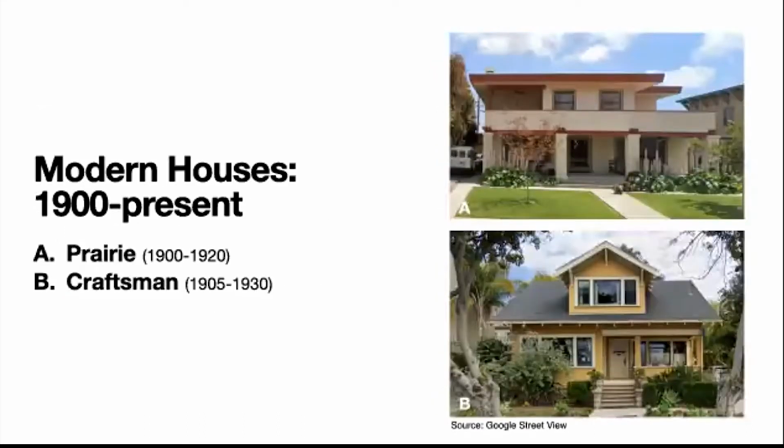So Virginia McAlester defines modern houses as well, starting in the year 1900 and going to present day. I'm showing Prairie and Craftsman because these are the styles that were being designed within the date frame that we are looking at. And so there are many more modern styles, and we'll discuss those later.